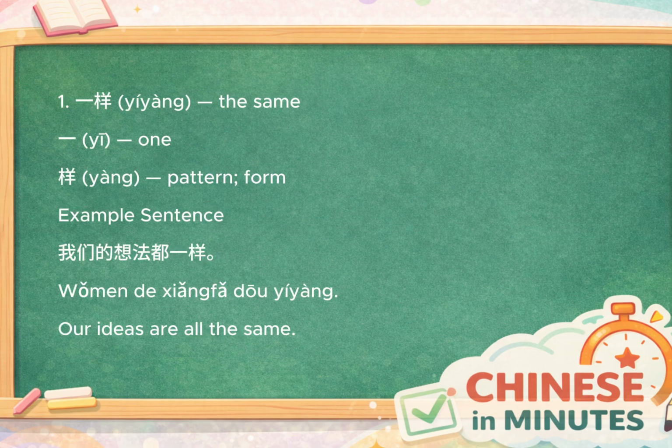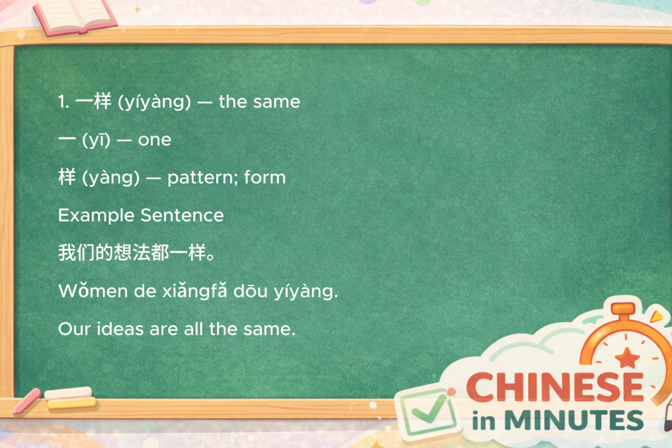Our first word is 一样, which means the same or identical. The character yi means one, and yàng means pattern or form. Literally, it means one pattern. If two things share the same pattern, they're considered the same.